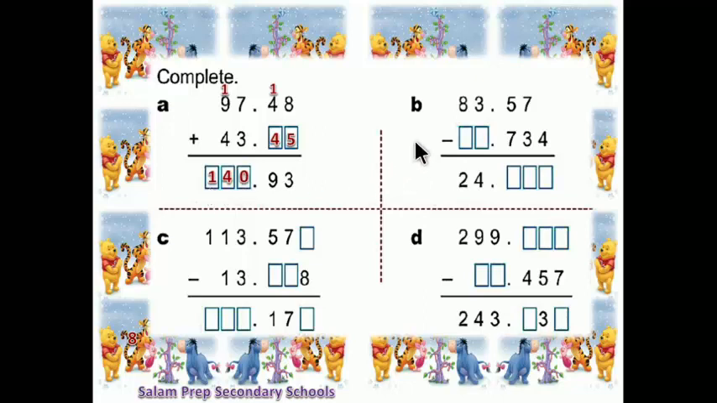The second problem, 83.57 minus. There are 2 missing digits in the whole number, okay? 734. This is in the decimal part. Firstly, we must balance the decimal part, okay? You must put 0 here.